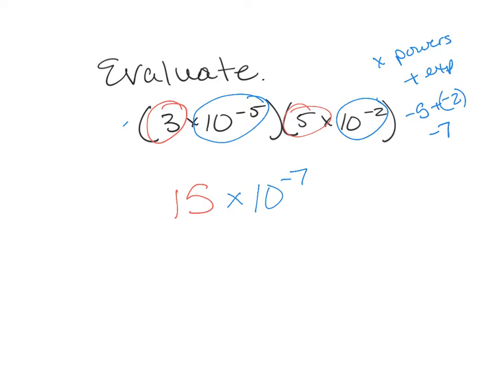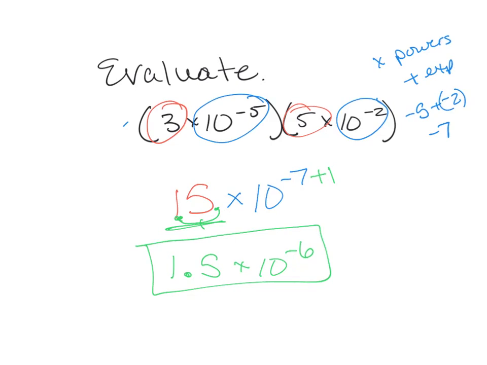This is not our answer, however, because this number is not between 1 and 10. It's a bigger number than 10, so we're going to add on to our exponent. We're going to move our decimal back 1, so we have 1.5 times 10 to the power. We moved it 1 time. -7 plus 1 gives us a -6. So there is our answer. 1.5 times 10 to the power of -6.